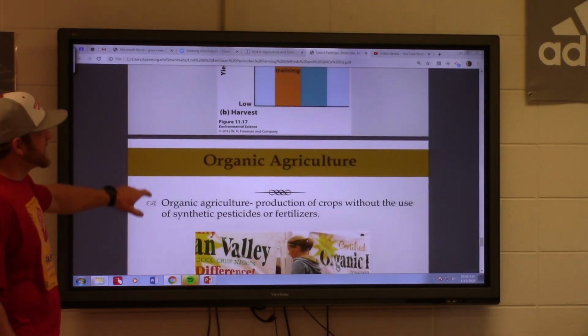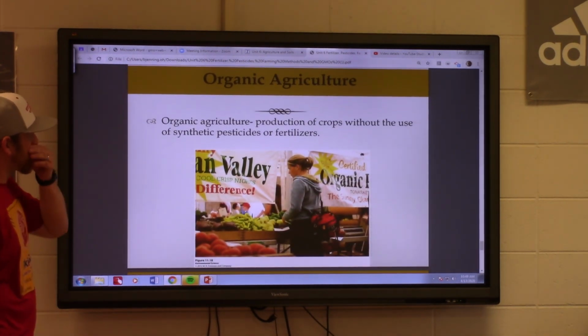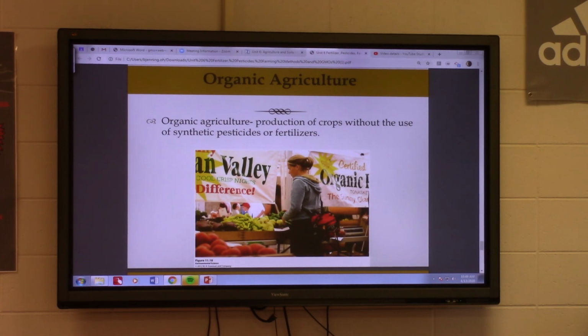The next thing is organic agriculture. Organic agriculture is the production of crops without the use of synthetic pesticides or fertilizers.